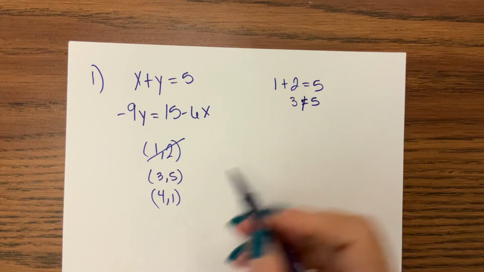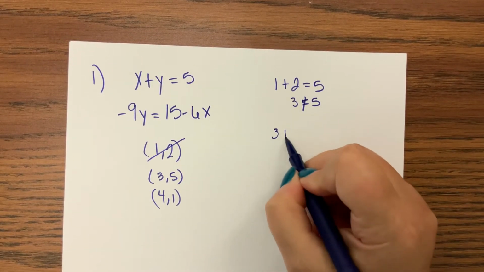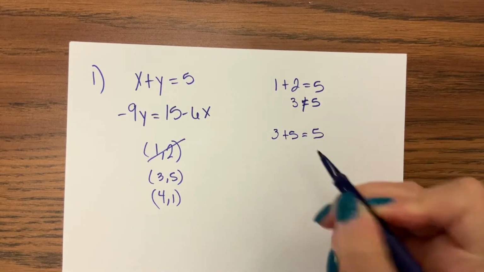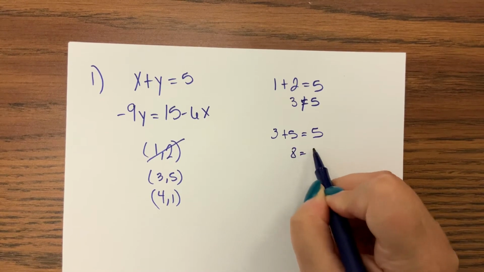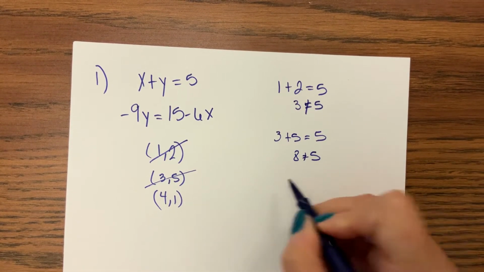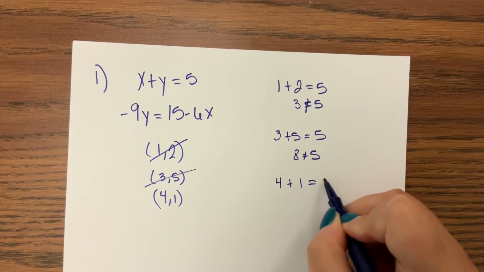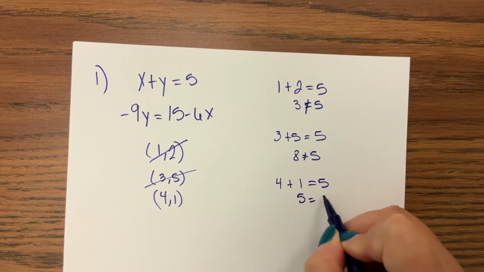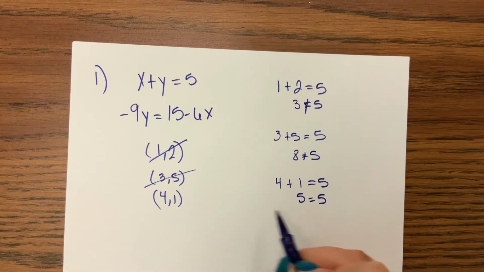The next one is 3 and 5. So 3 plus 5 in our first equation. Well, again, 3 plus 5 is 8. You can eliminate that. Doesn't equal. Last one, 4 plus 1 is 5. So we know that one works. Then we got to do the next one.